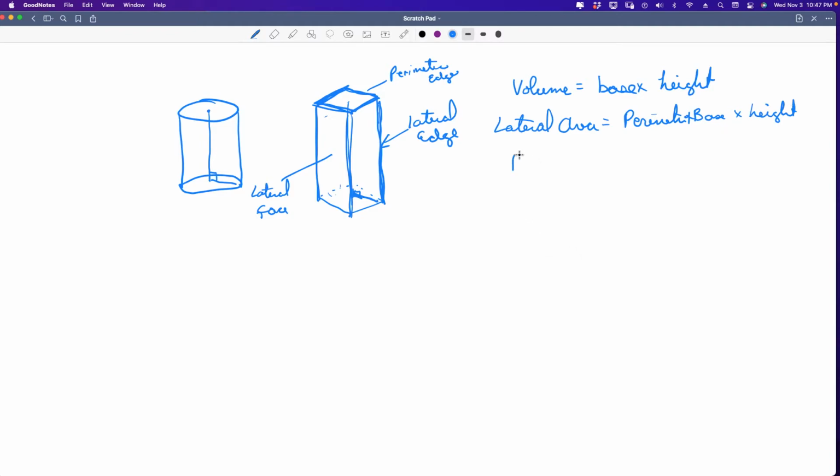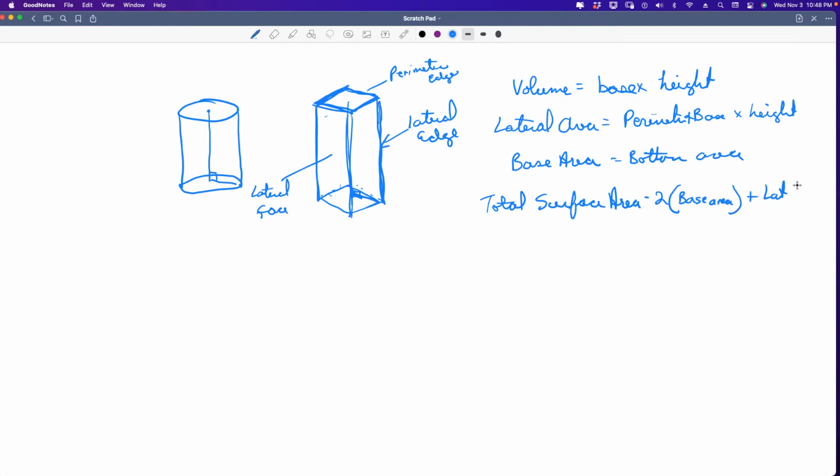And then you have base area, which is whatever shape is on the bottom. Okay? That is the shape that is on the bottom. Total surface area is 2 times the base area plus the lateral surface area.